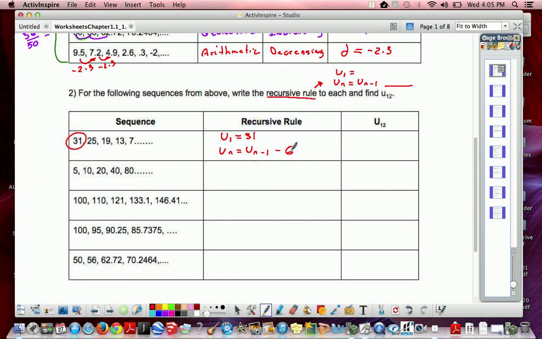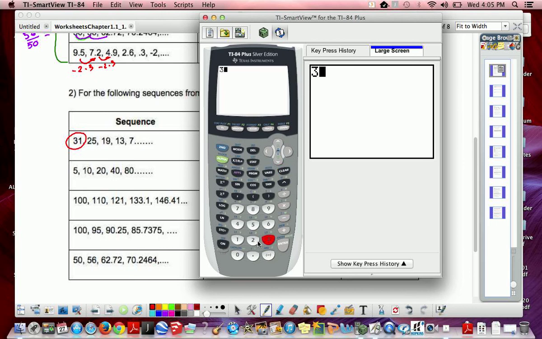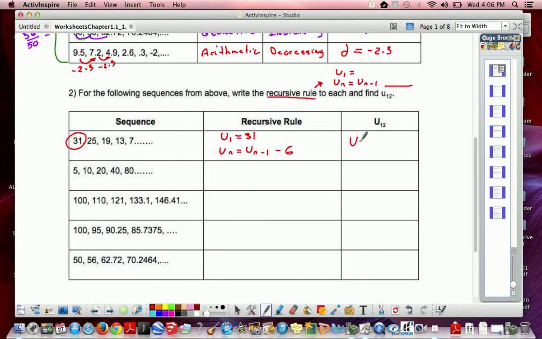Now, you need to find u sub 12. So that's where that last answer feature is going to come into play, and we have a lot of counting that we're going to have to do. So I start off by going 31 minus 6, I get 25. So I have my first term there at 31, second term there at 25. If I subtract 6 again, there's my third term. Now since I'm using this last answer feature, if I keep on hitting enter, it's going to keep on doing it for me. So there's my 4th, 5th, 6th, 7th, 8th, 9th, 10th, 11th, 12th. So I get negative 35. So u sub 12 equals negative 35.